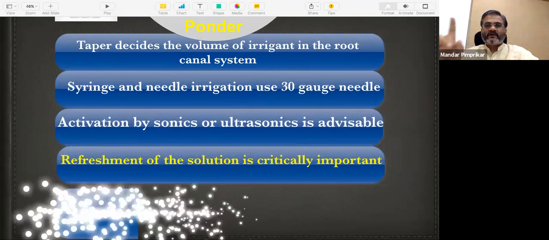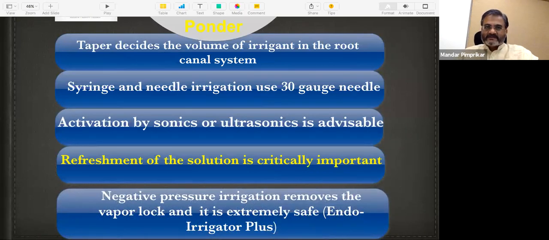Taper decides the volume of irrigant. If you're doing syringe and needle irrigation, use a 30 gauge side vented needle. Activation by sonics, ultrasonics, or air sonics, as I showed you in the video, is advisable. Choice is yours. Then refreshment of the solution is critically important, because we know now the importance of refreshment, because hypochlorite degrades very fast.